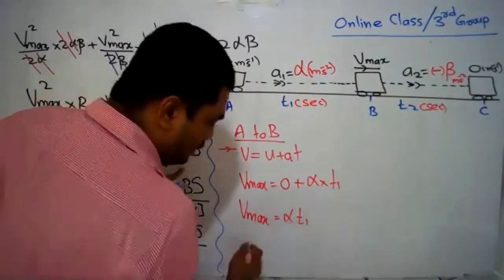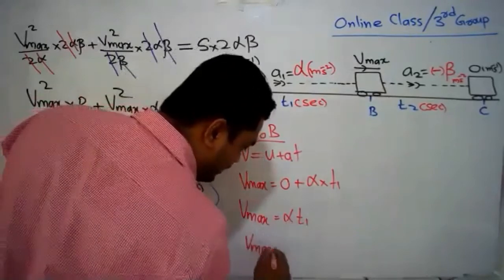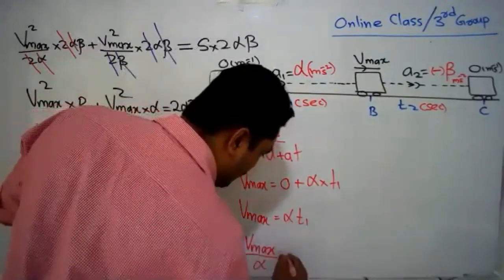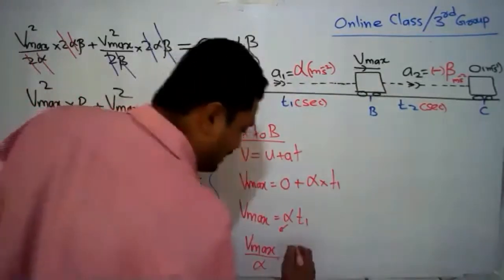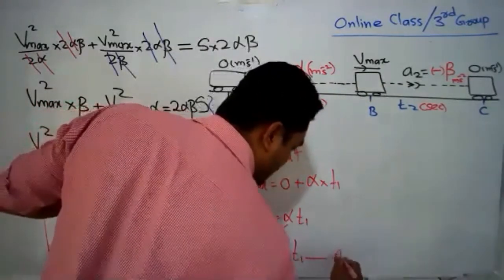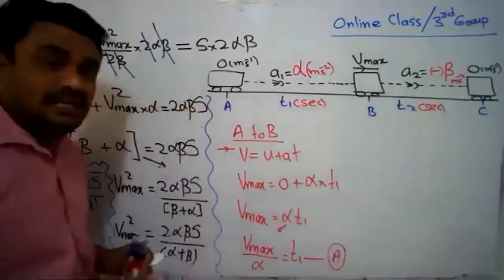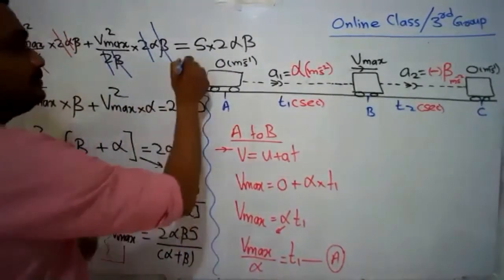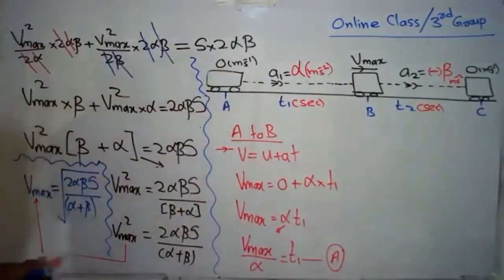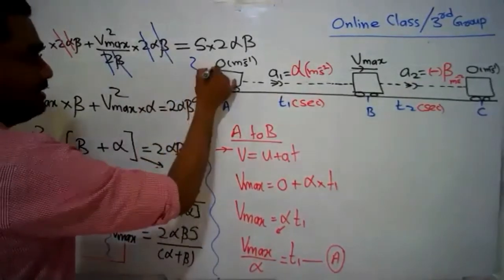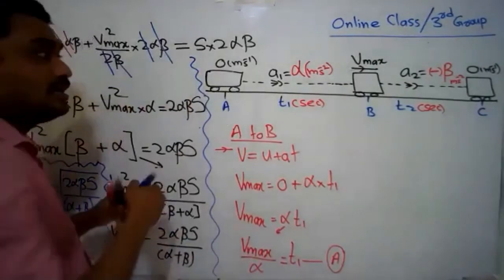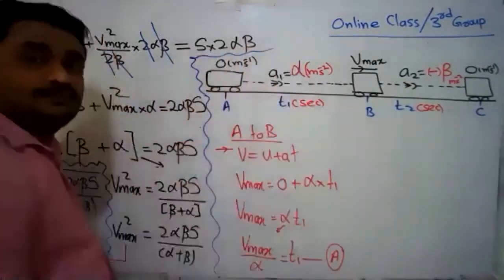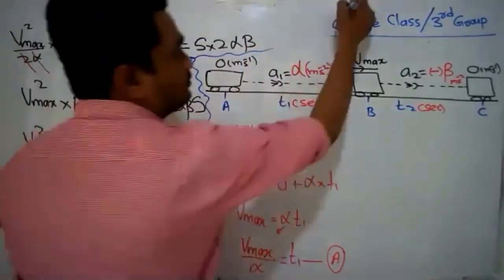If you take alpha to this side by cross multiplication, V max over alpha equals T1. I'll take this as my capital A equation. Write it. Just write it. So we have obtained an expression for capital T1. We are going to obtain an expression for the total time taken for the motion.